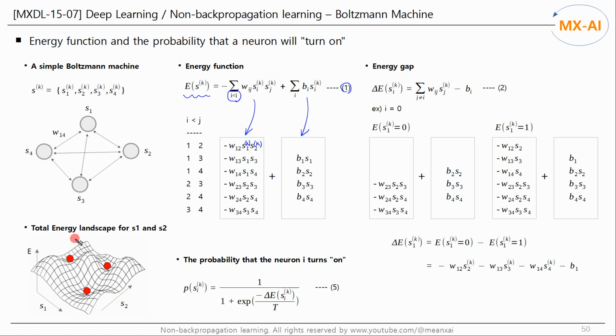An example of the overall energy landscape for S1 and S2 is as follows. Input patterns are stored at low energy spots. Then later, the network can seek out the spots and retrieve the stored patterns at those spots.